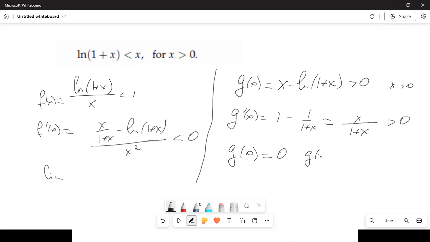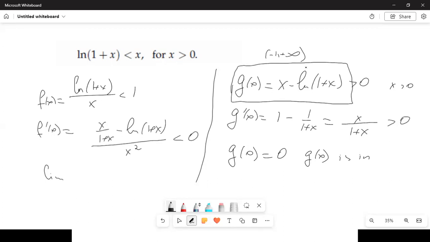But can we find the value of g at 0 if we don't have it in the domain? g of x. So we have introduced g of x. Forget about the exercise that we are solving. We have this function x minus ln(1 plus x), and we are starting with function g(x) on the domain from -1 to plus infinity, where it is defined. The domain of definition of g is from -1 to plus infinity.